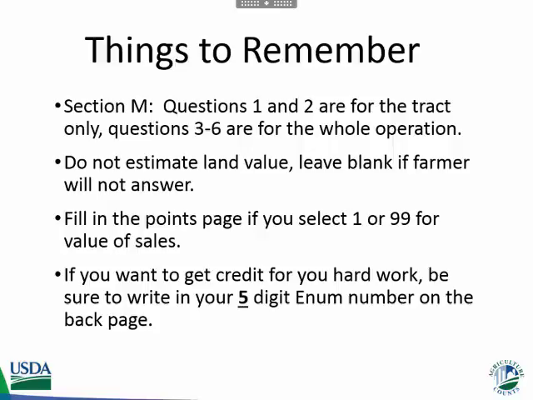So, to recap, Section M, a little complicated. Questions 1 and 2 are for the tract acres only. Questions 3 through 6 are for the whole operation. If they will not answer, leave blank. Do not estimate, please, for their land value. Fill in the points page only if you've selected 1 or 99, which is no sales in 2016 or 2017 or less than $1,000. And if you want to get credit, make sure you write your 5-digit enumerator number on the back page.